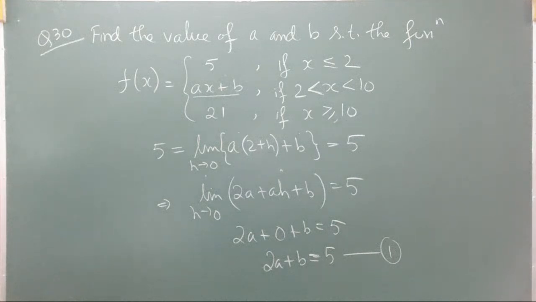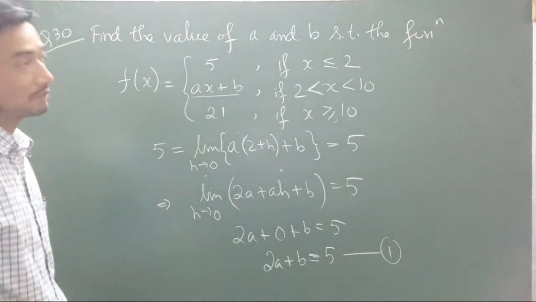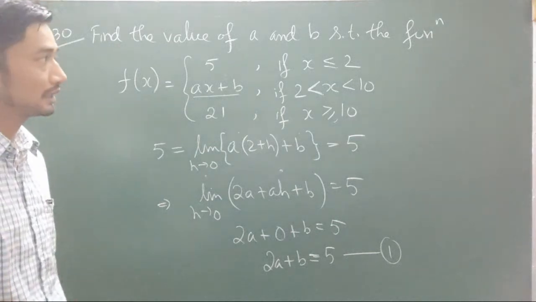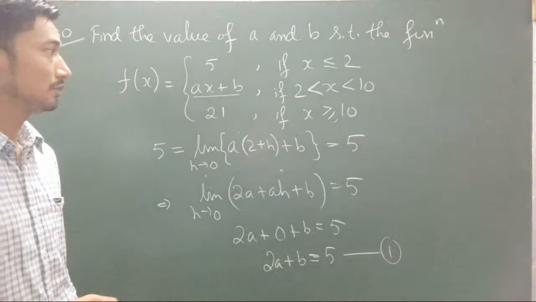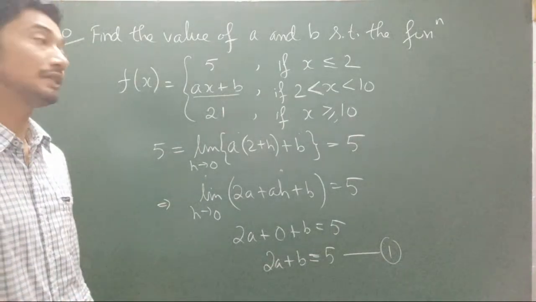Remember, we have to find out the values of a and b. So that's what we have. That's the information that we can get from the point x equal to 2. Let's see what information we can get from the point x equal to 10.